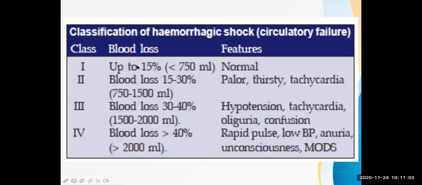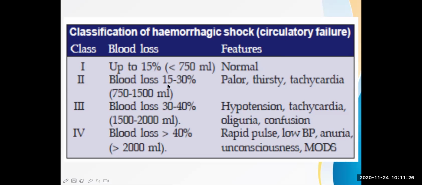Now, class 1, when the blood loss is up to 15%, that is less than 750 ml of blood loss, the features are normal here. The features are normal. So rather than saying this is a classification of hemorrhagic shock, I can say this is a classification of hemorrhage, okay? Because at 750 ml blood loss, no hemorrhagic shock will occur.